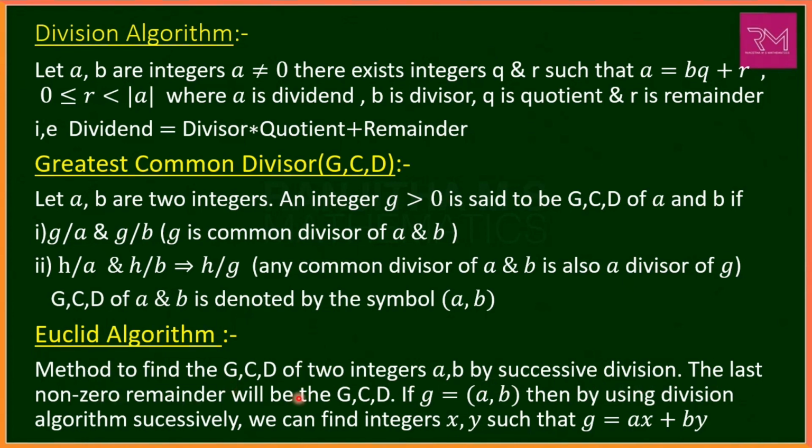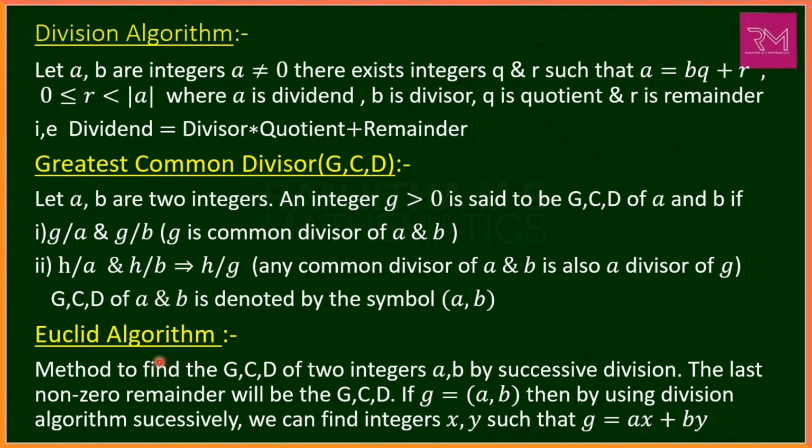The last non-zero remainder will be the GCD. If g is equal to (a, b), then by using the division algorithm successively, we can find integers x, y such that g is equal to ax plus by. Here, Euclid's algorithm is a method to find the GCD of two integers a, b. We can easily find the GCD of two integers a, b by the method called Euclid's algorithm.